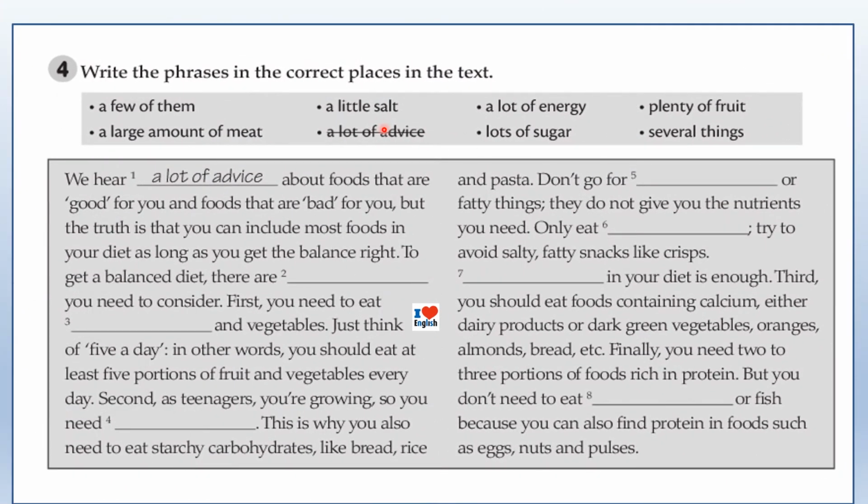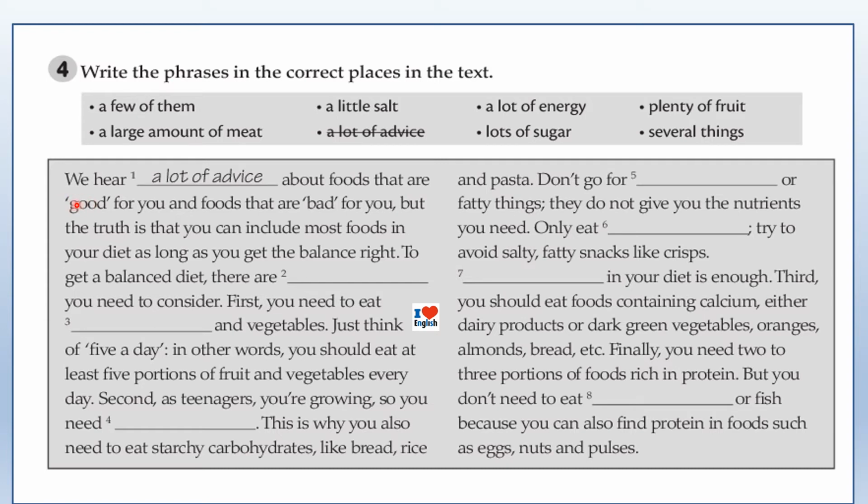We are going to write the phrases in the correct places in the text. Here we have 8 phrases. Let's read them together. A few of them: a large amount of meat, a little salt, a lot of advice, which is used to complete number 1, a lot of energy, lots of sugar, plenty of fruit, several things.